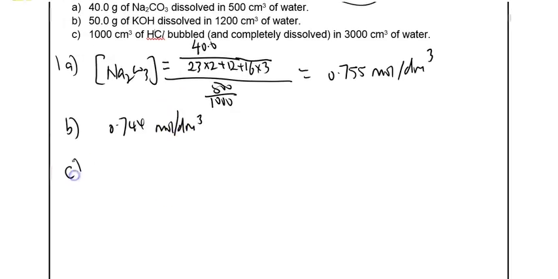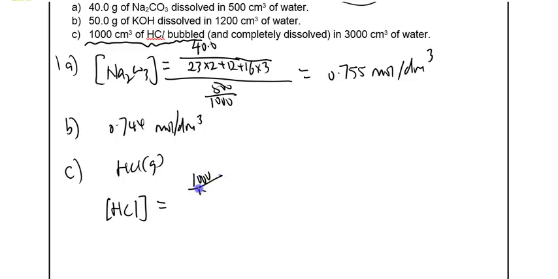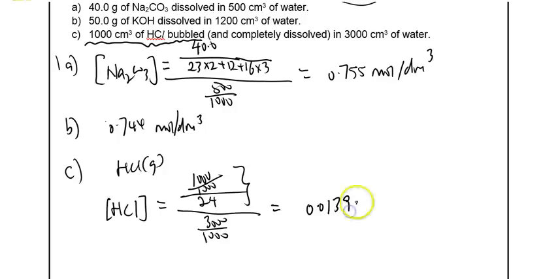For 1C is a bit different. This is 1000 cm³ of HCl bubbled, which means that HCl is a gas. So to calculate the amount of HCl, it is the volume of HCl divided by 24. So this one gives us the amount of HCl, and the rest the same. I divide by the volume, convert to dm³, and I will have 0.0139 moles per dm³. Take note, read the question carefully. This is a gas, so we use the gas equation to calculate.